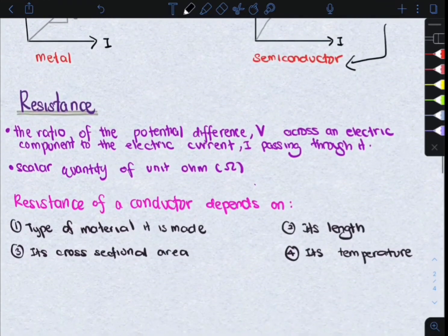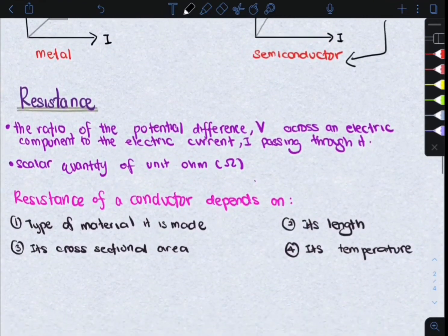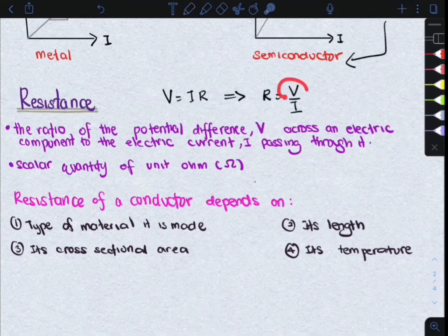Okay, next we are going to look at the term resistance that is present in the equation V is equals to IR, where resistance is the ratio of the potential difference across an electric component to the electric current I passing through it. So basically, if you rearrange the equation V is equals to IR, making R the subject, you're going to get V over I. This is what the definition is all about. The ratio of V across an electric component to the current passing through it. Resistance here is a scalar quantity with the unit of ohm.